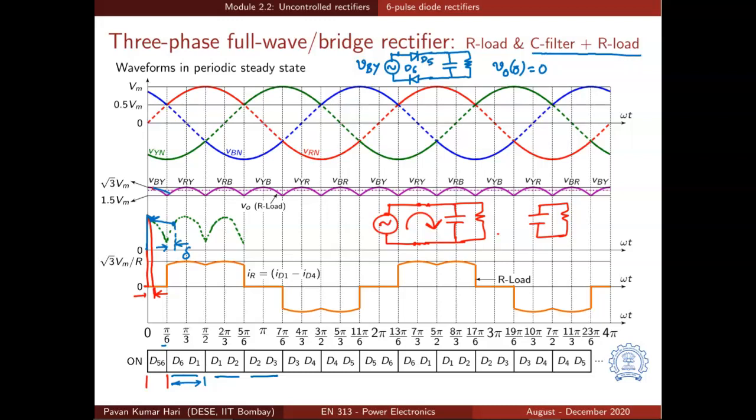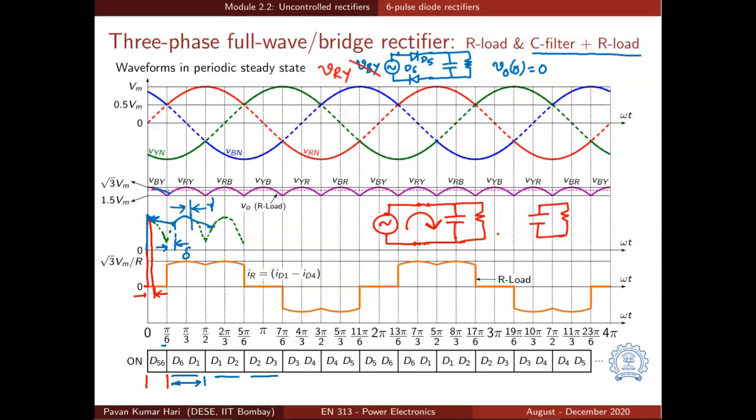And as D1, D6 conduct, the circuit will again be the same, but now this VBY is changed to VRY. So once again the capacitor voltage follows the input voltage, and the diodes stop conducting at an angle pi by 3 plus gamma, because at pi by 3 the peak of the line to line voltage occurs. Once the diodes stop conducting, the voltage fall again will be exponential.